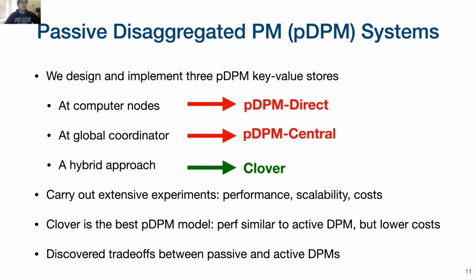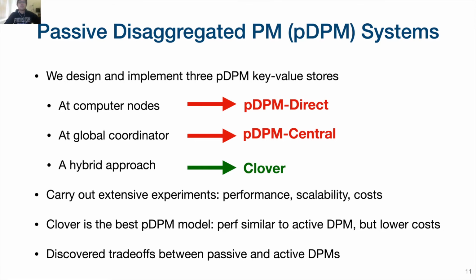Based on these three architectures, we designed and implemented three key-value stores: PDPM-Direct for the first model, PDPM-Central for the second model, and Clover for the hybrid model. We performed extensive experiments to evaluate the performance, scalability, and the cost of these three systems. Overall, we find that Clover, which is our final PDPM product, is the best model among the three, and it achieves similar performance as the active PDPM model, but at a lower cost.